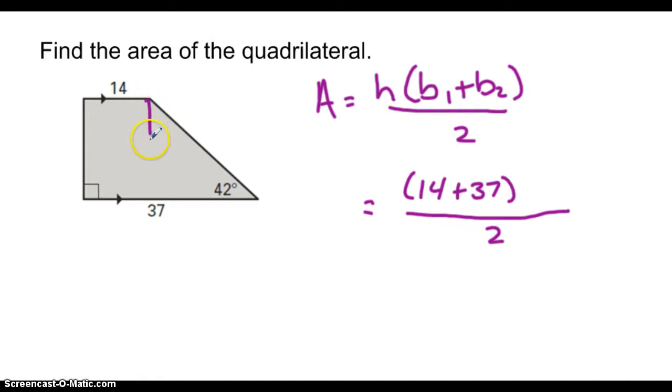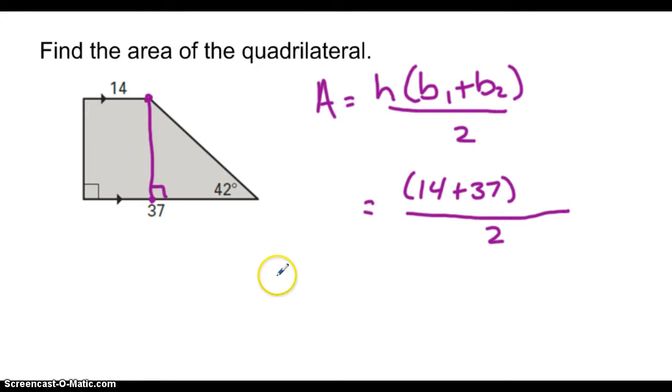So if I just draw on my altitude, which would be the height of the trapezoid. Remember, a height is an altitude. It's measured from the highest point perpendicular to that base. Now, look at what we just created here. We have this right triangle, but the only thing we know about this right triangle is that we have an angle of 42 degrees.